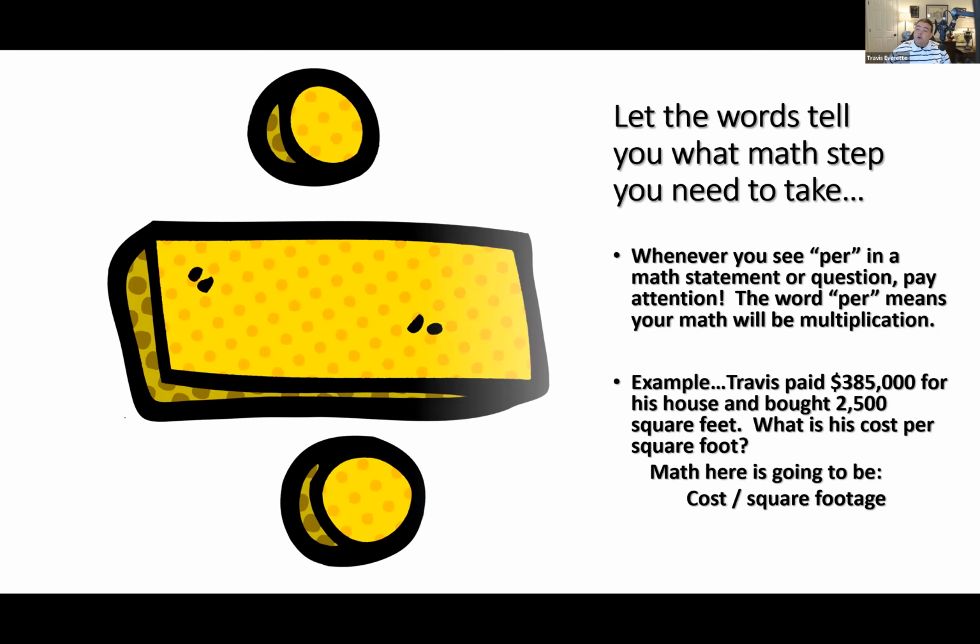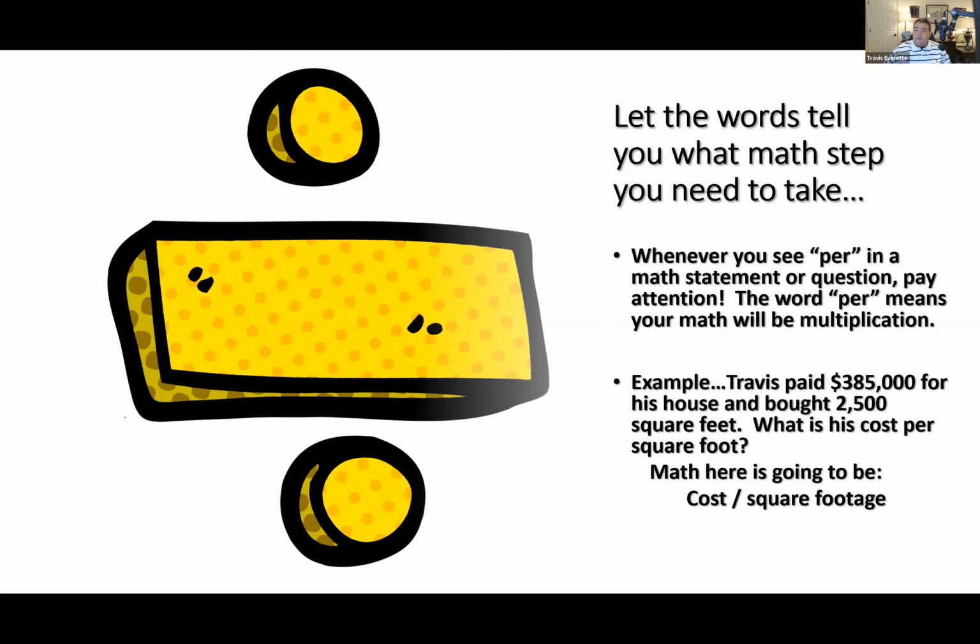Whenever you see this word "per" in a math question or a statement about math in this class, per means divide. Of means multiply. Per means divide. So whenever you see the word per, you can substitute the division symbol for it. Again, just substitute and say, okay, I see per, that means divide.